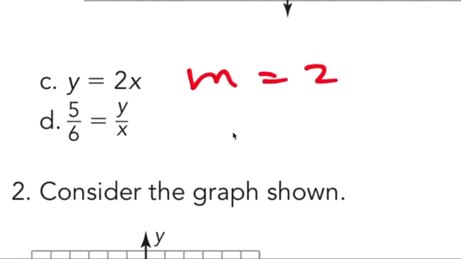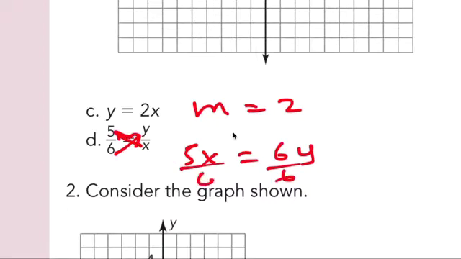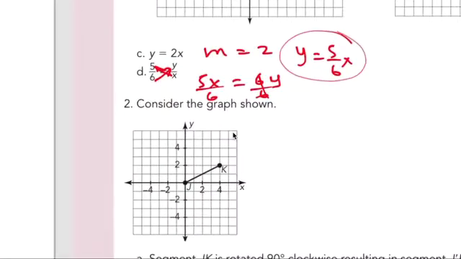G is harder. Multiply diagonally: 5x equals 6y. We want y divided by 6. Y is equal to 5 over 6 x. You need to know how to do this eventually, so make sure you know how to do that. So the slope is 5 over 6.